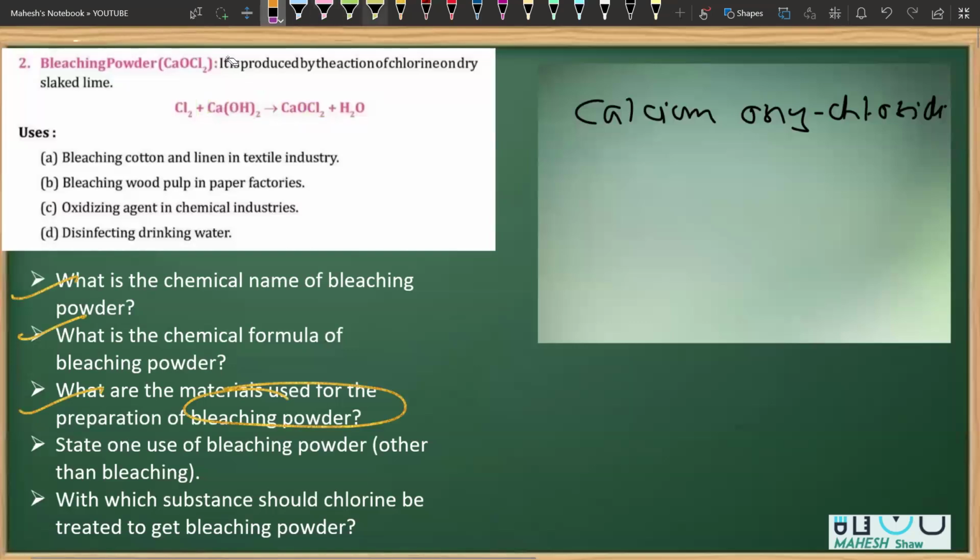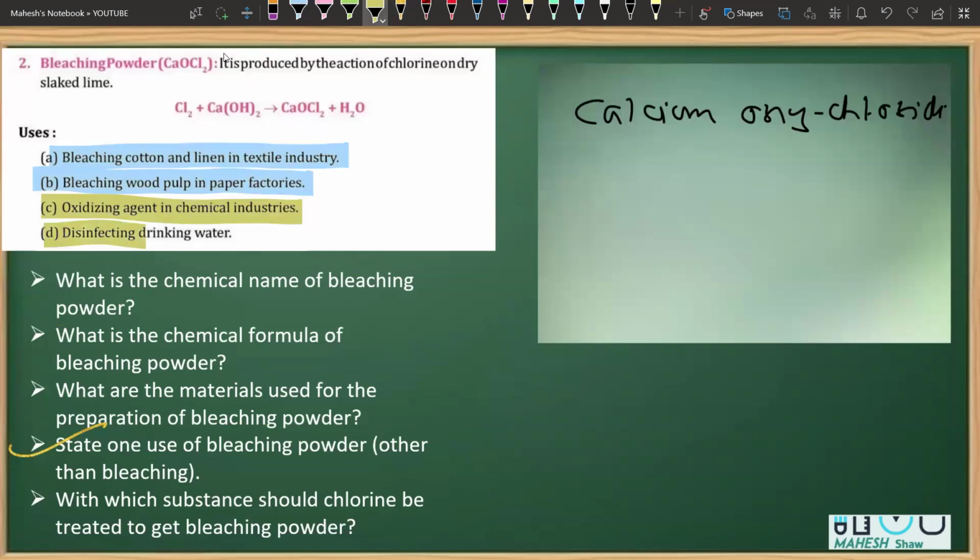So we can see the raw materials needed for making this are, number one, chlorine gas, and the second is dry slaked lime. In the next question, we have: state one use of the bleaching powder other than bleaching. As we know, for bleaching we use it in cotton textile and in wood pulp, but we are looking for one which is a non-bleaching use. Therefore, we can write that it is used as an oxidizing agent, as it supplies oxygen or loses oxygen. And the second use is disinfecting water.